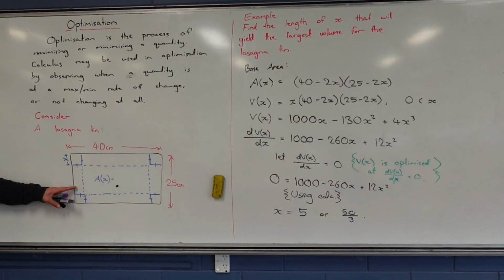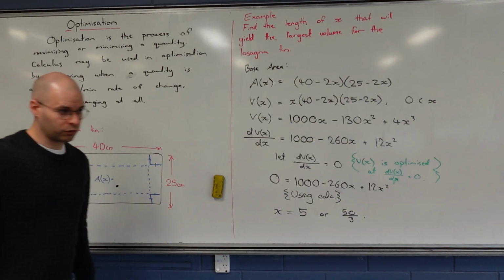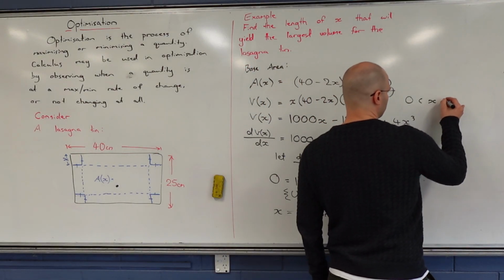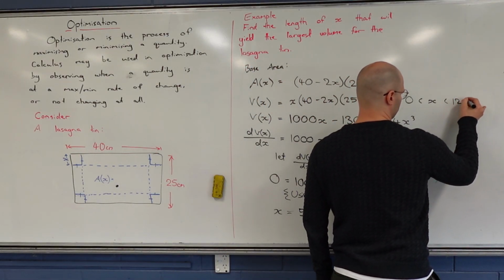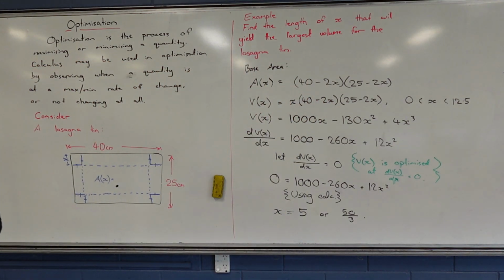What's the maximum value of x that's actually valid here? 12.5. Any more, it doesn't work because you've taken too much tin away. So because of that, we have a domain: 0 is less than x is less than 12.5. So any answer we get out of our volume equation has to be within our domain.